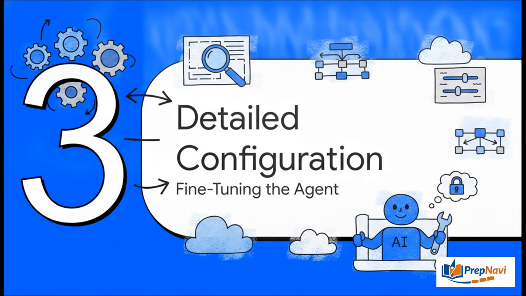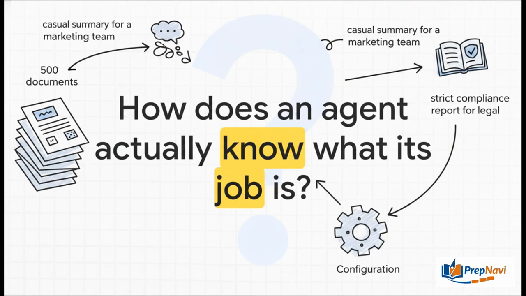Fine-tuning the agent. Okay, so you've got your template, you've added your secure knowledge, but now we need to fine-tune this thing so it actually performs its specific job well. I want you to just think about this question for a second. How does an agent actually know what its job is? Like if it has access to 500 different documents, how does it know whether it's supposed to write a super casual summary for the marketing team or a strict by-the-book compliance report for legal? Well, that is the exact problem that configuration solves.